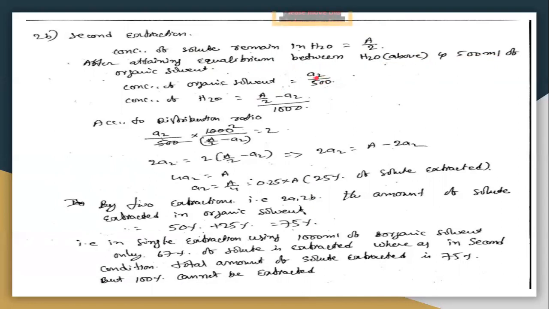We assume that amount is A2. Now the concentration of solute in organic solvent is A2 by 500, and the concentration in the aqueous solution is A by 2 minus A2 by 1000. Now substitute this in the distribution coefficient formula.